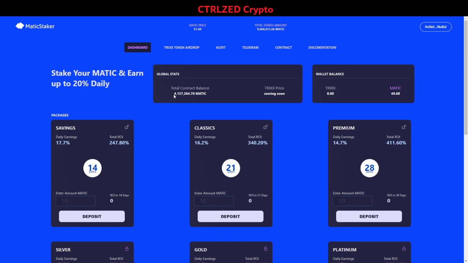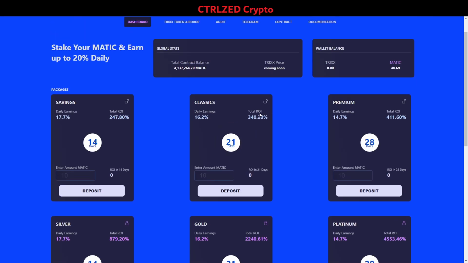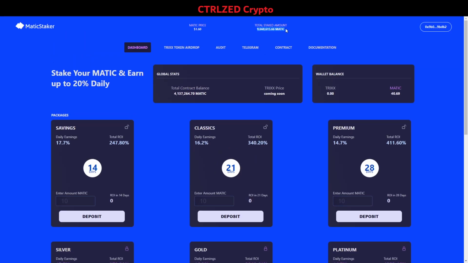So looking at Maticstaker, surprisingly, Maticstaker has a lot in the contract, 4 million in the contract, but it's difficult to work out how much that is compared to how much. Here we go. Staked amount 9 million staked. Total contract balance 4 million. So that looks like it may have some life in it, but without having access to what the database looks like, you just don't know when those deposit terms are going to come up, and you don't know the ability of the contract to actually pay out to those deposits.